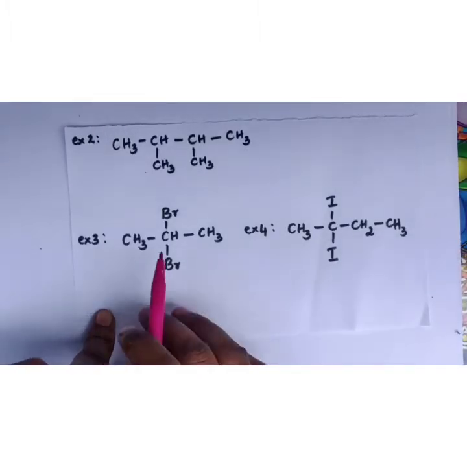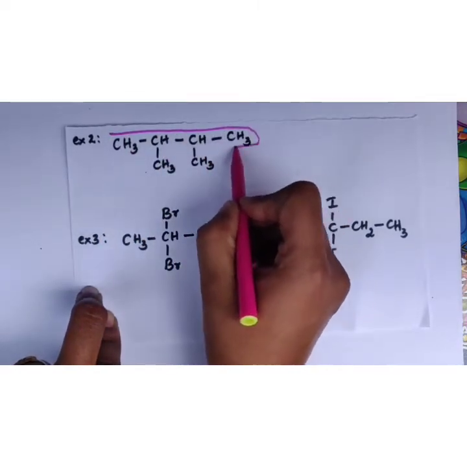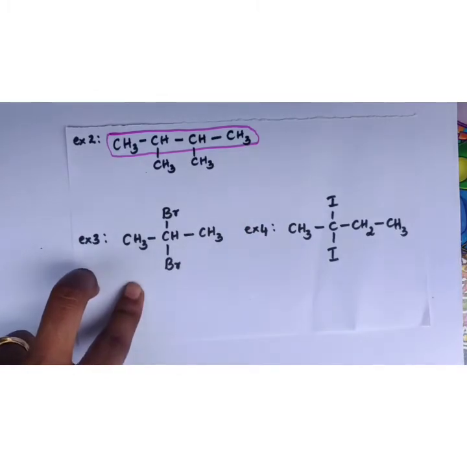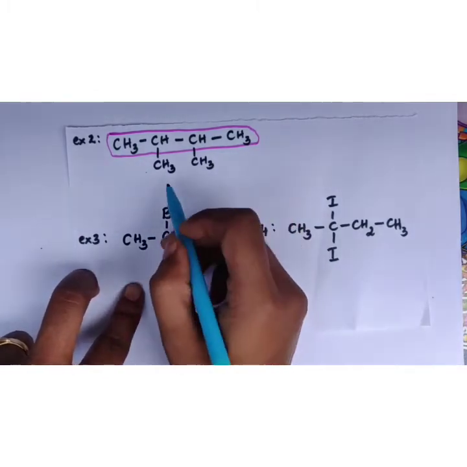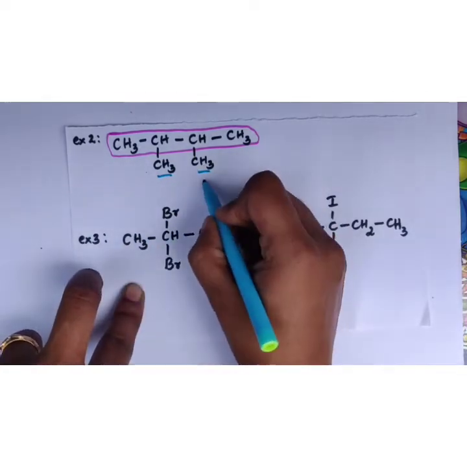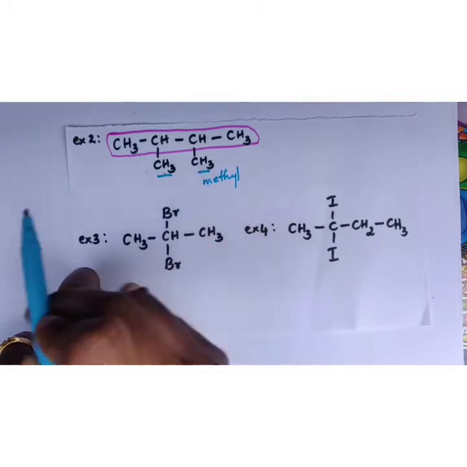Let me take up the second example now. First select the parent chain. So I'm going to select the parent chain. However you want, you can select the parent chain. After selecting the parent chain, look into the prefix. So this is the prefix and this is the prefix, that is methyl group. This is nothing but methyl group. This is also methyl and this is also methyl group.